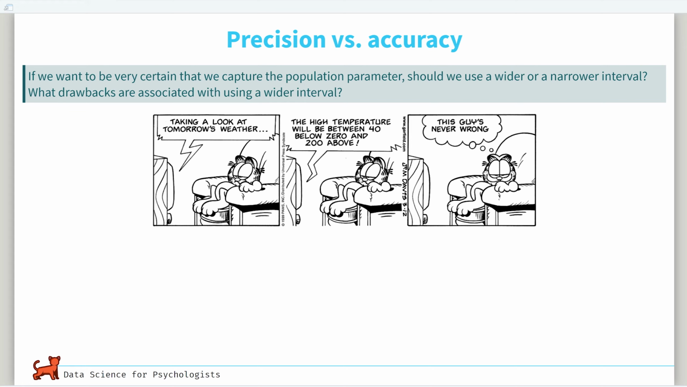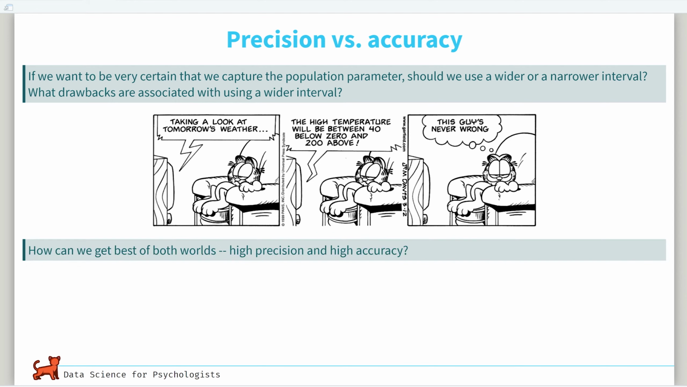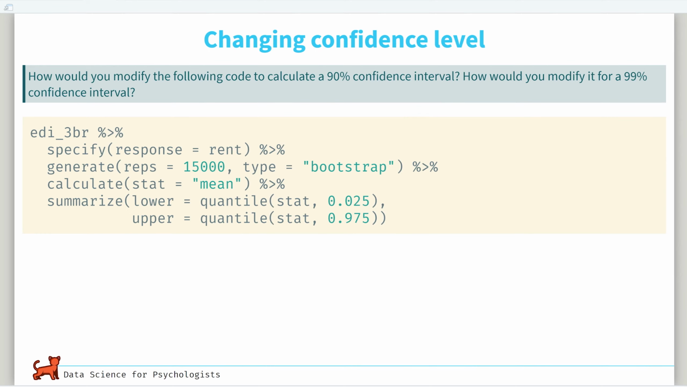think about it this way with the weather. So take a look at tomorrow's weather. The high temperature will be between 40 degrees below zero and 200 above. It's true. That captures our estimate with like 100% certainty, with like very rare polar vortex exceptions. But is it helpful? Probably not. So how do we get the best of both worlds, where we both have high precision and high accuracy? Well, we can do that by changing our confidence interval.